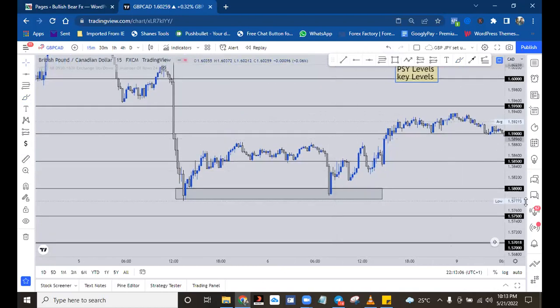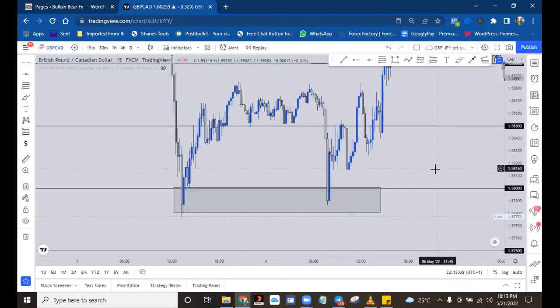Now, for instance, let us take it as a typical example. Price rallied all the way down here and hit our psychological level.